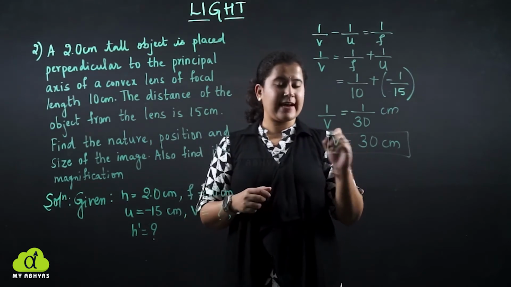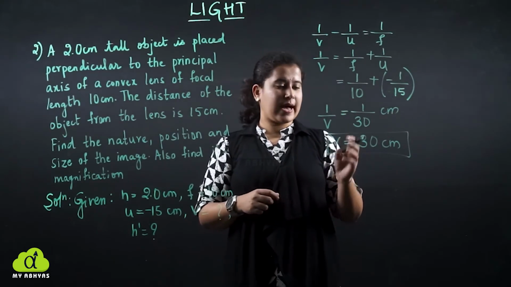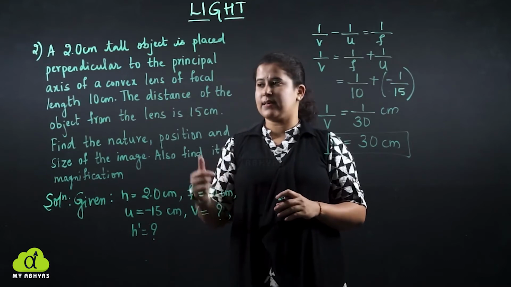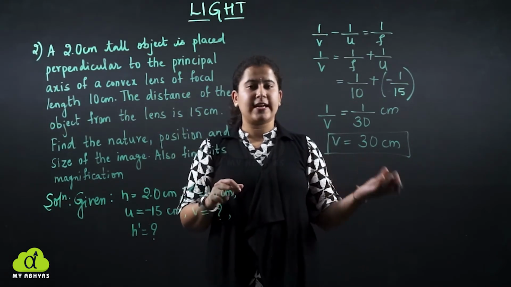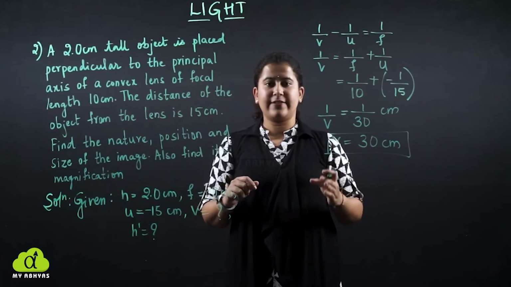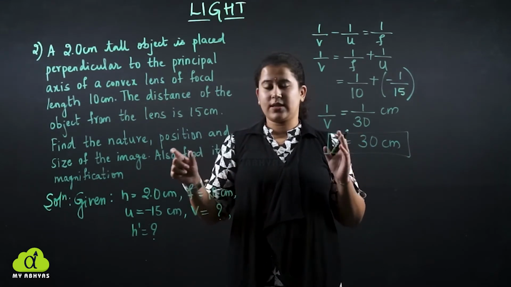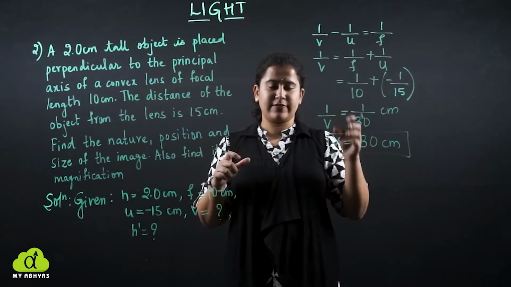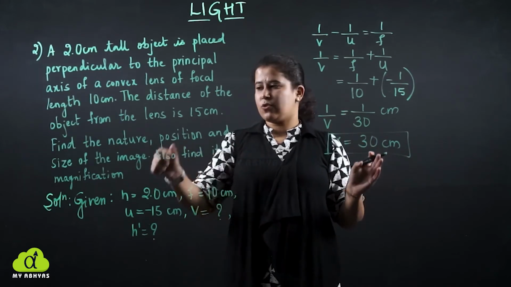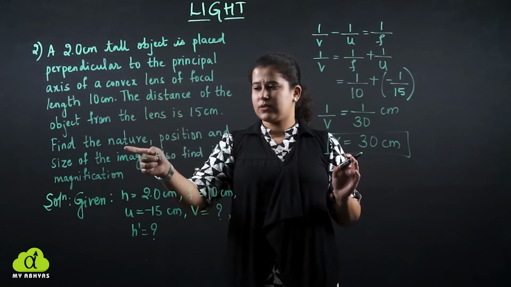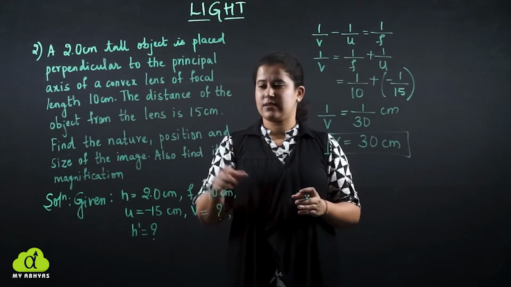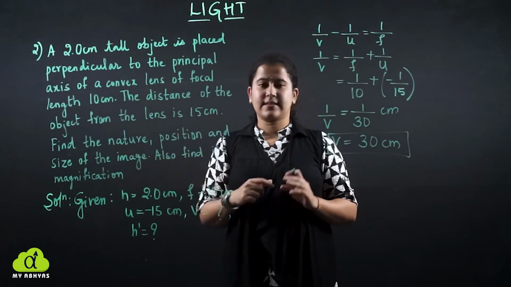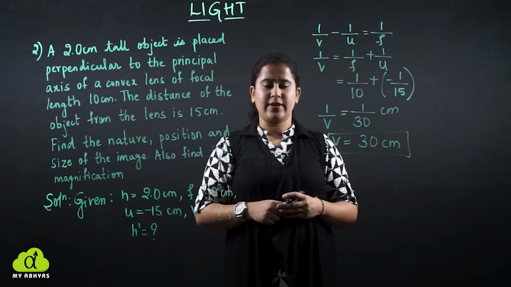So I have got this in the positive manner. As it is positive, obviously this is a convex lens, and the image is formed on the right side of the lens. So the nature of this we have to check with the magnification. The position is on the other side of the lens, and the size also, through the magnification only we will find out.